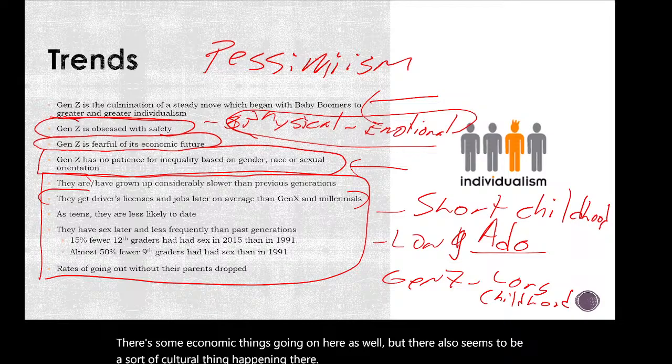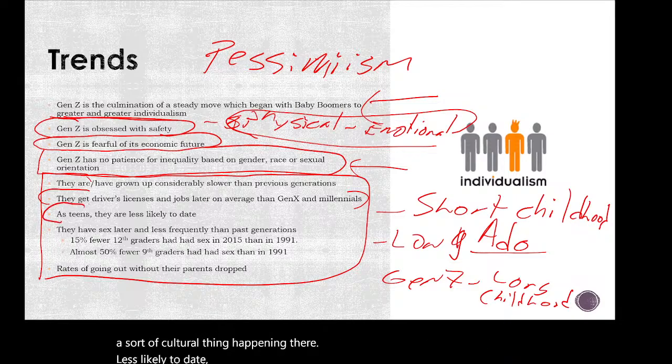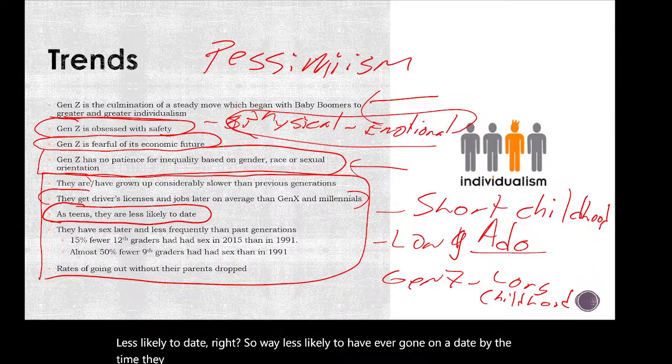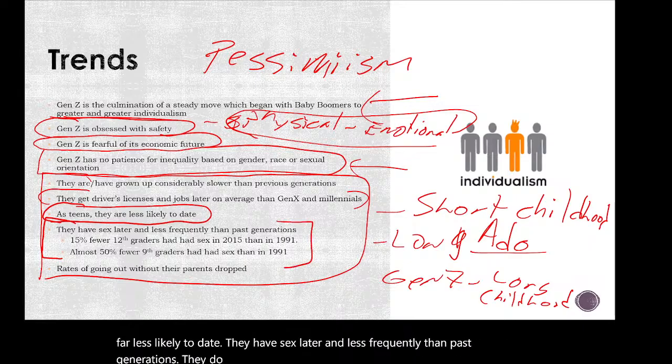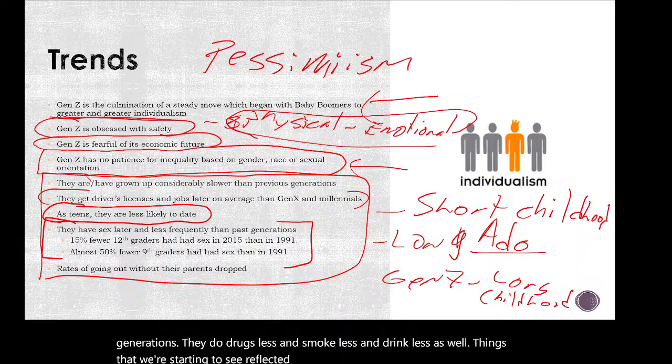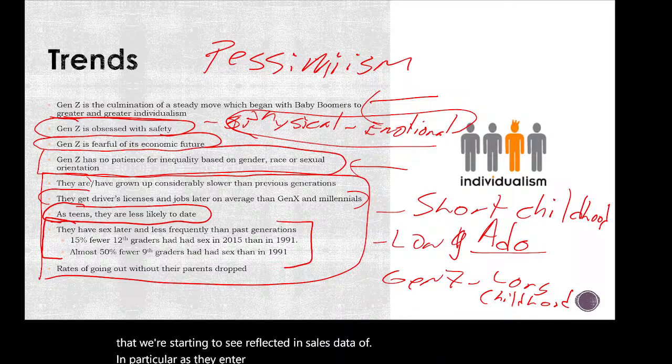Less likely to date, right? So way less likely to have ever gone on a date by the time they graduate from high school, right? And even into those college years, far less likely to date. They have sex later and less frequently than past generations. They do drugs less and smoke less and drink less as well. Things that we're starting to see reflected in sales data of liquor in particular as they enter adulthood, right? They drink less than their millennial peers did at the same time, right?